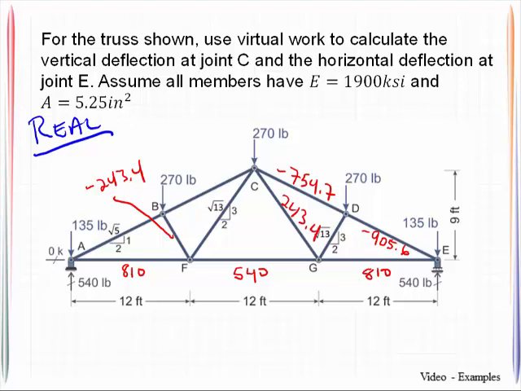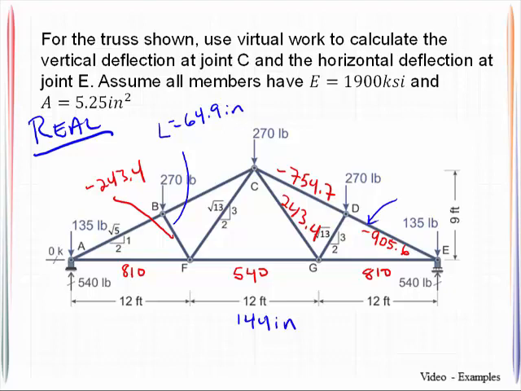Another piece of information that the virtual work method is going to require of us is to know the length of our members. So member BF here, we can use just a little bit of geometry to get this. L is equal to 64.9 inches. Of course, down here, the length of these segments is 144 inches.